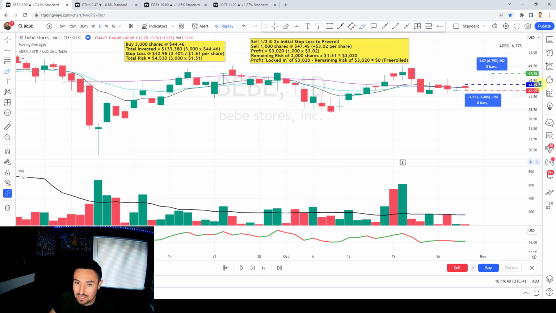Remember, we still have 2,000 shares that we bought here at 44.46, and the stop loss is placed here at 42.95. So there's still risk associated with those shares. So there's remaining risk. 2,000 times 1.51 equals $3,020. Isn't that interesting? So now we've got our profit locked in of $3,020 minus the remaining risk of $3,020 equals $0. So we have free rolled the trade, and we still have 2/3 of the position there, hypothetically risk-free.